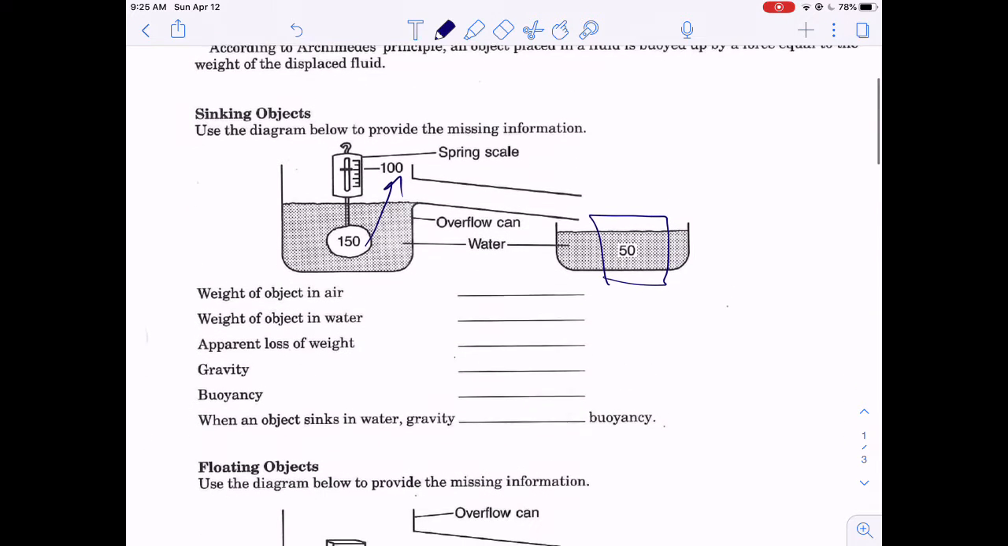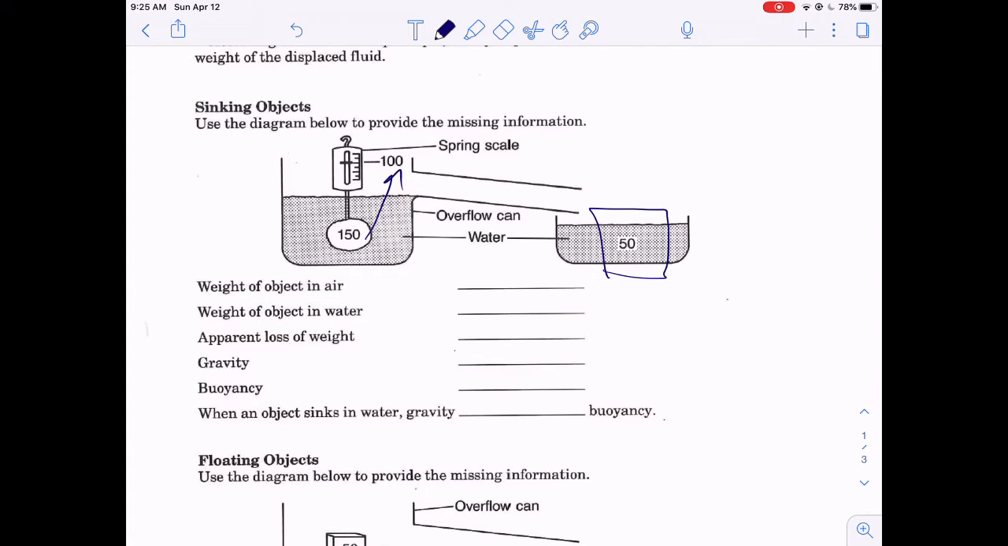So let's put the numbers into this table. The weight of the object in the air, holding it on the spring scale in the air, was 150 units. The weight of the object in the water went down to 100. So now the scale says only 100. It apparently weighs less. The apparent weight loss is 50. It went from 150 to 100. It seems to weigh less by 50. So gravity now is saying that it is 100, and the buoyancy is 50.